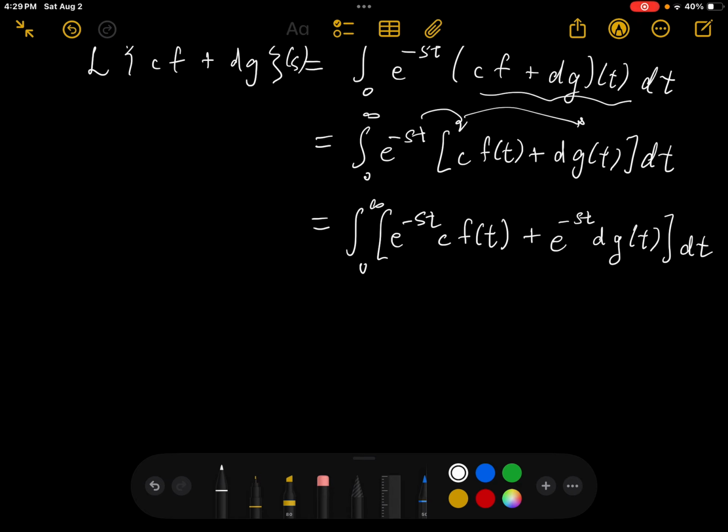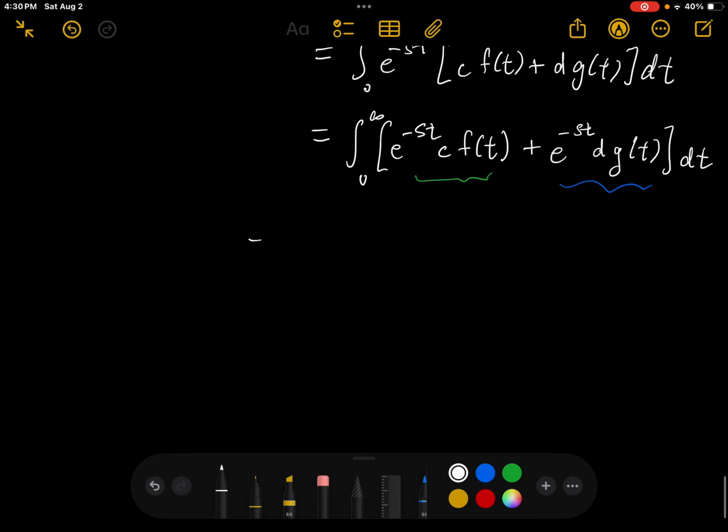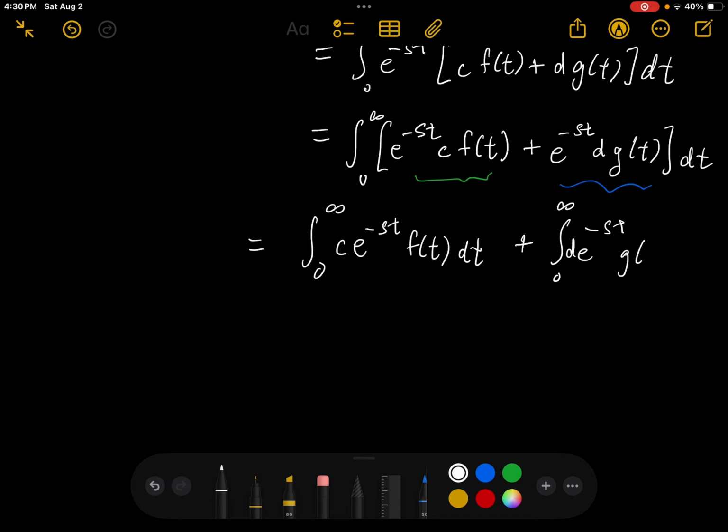Well, I can split up the integral, so I have an integral of a sum, right? I have an integral of this plus this. And when you have an integral of a sum, it's the sum of the integrals. I can write this as the integral from 0 to infinity of e to the minus st times c times f of t plus the integral from 0 to infinity of e to the minus st times d times g of t.